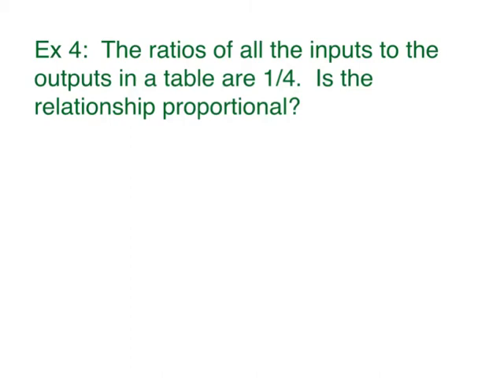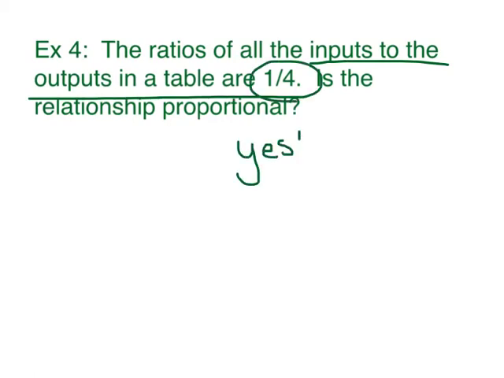In this example, it says the ratios of all the inputs to the outputs in a table are 1/4. Is this relationship proportional? Well, the definition of a proportional relationship is that all the ratios of inputs and outputs are the same. So since the inputs and the outputs in the table are all 1/4, we can say yes, this is a proportional relationship.